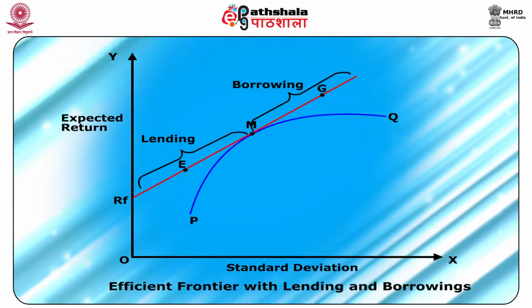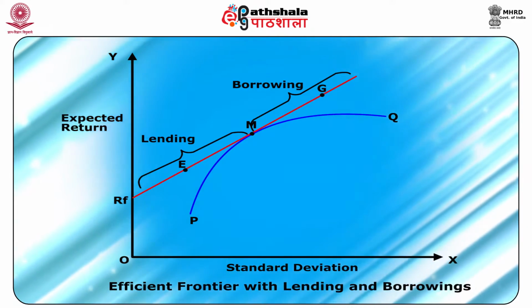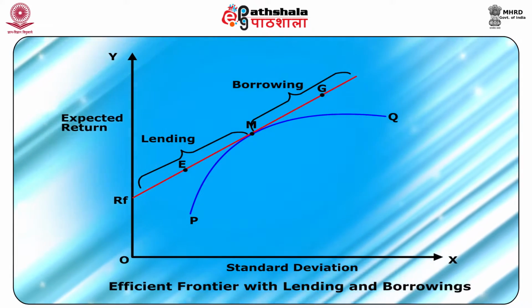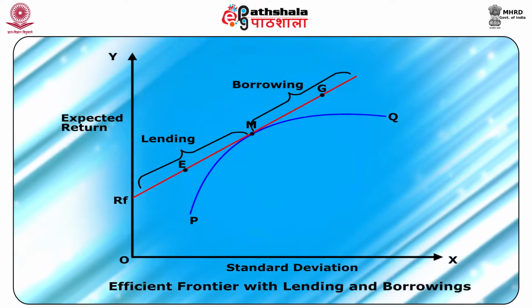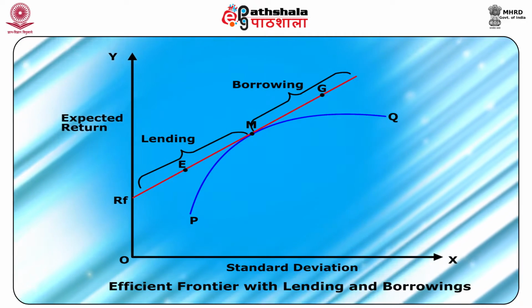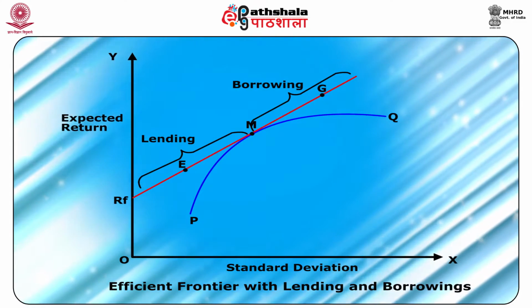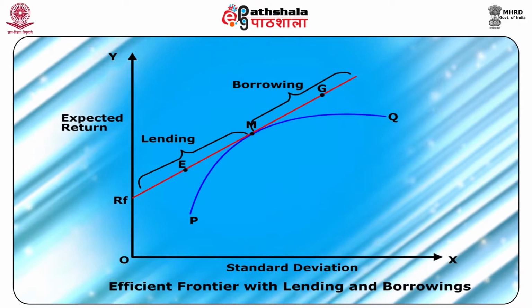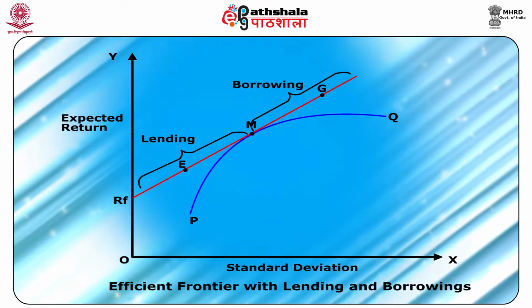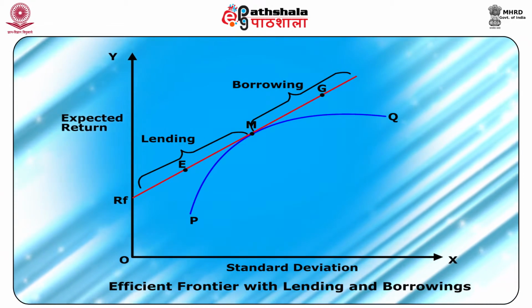Next, we see the following figure. Now, let's have a look. The investor has the following choices. Number 1, invest all his wealth in portfolio M, or invest some of his wealth in portfolio M and the remaining in RF, which is point E, that is lending, or borrow more funds to invest in portfolio M, which is shown through point G, that is borrowing. No other investment or combination of investments available is as efficient as point M.